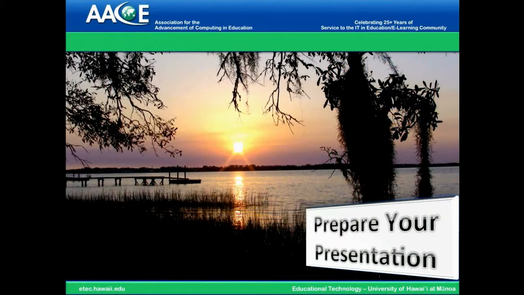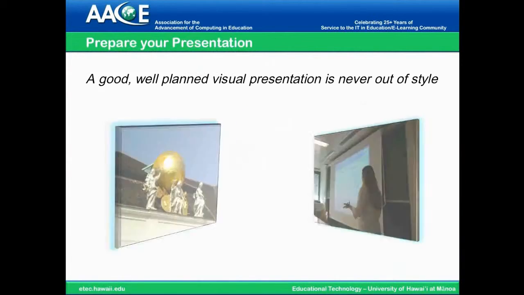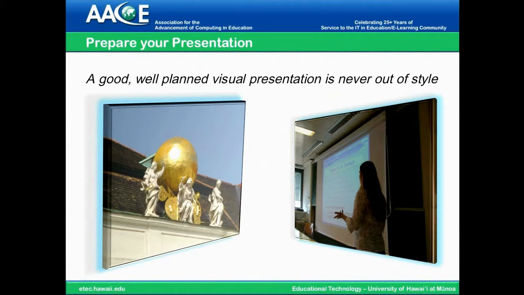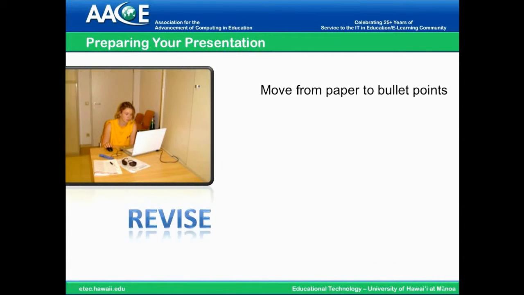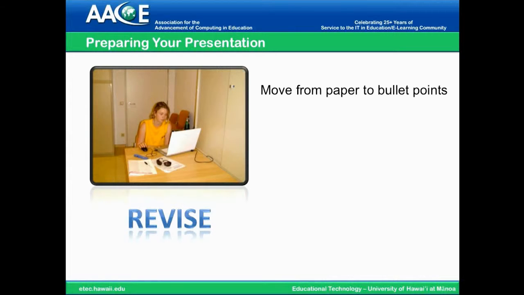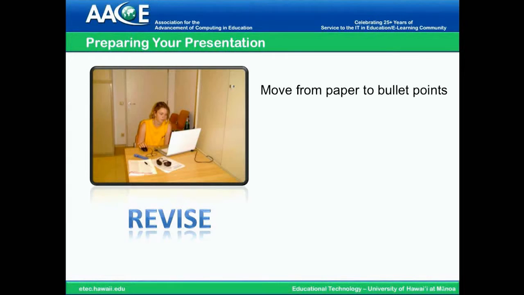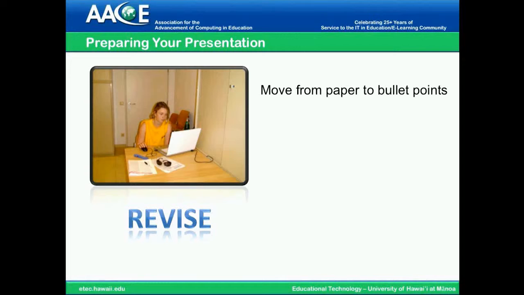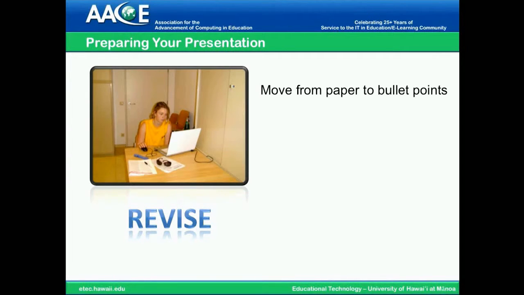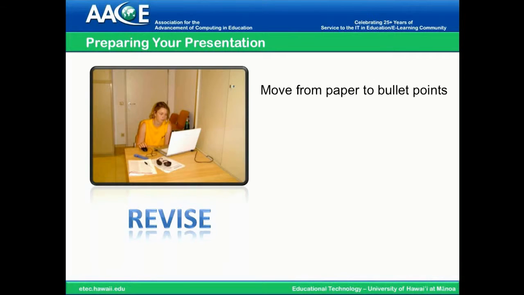Prepare your presentation. A good, well-planned visual presentation is never out of style. Moving from paper to bullet points is the hardest part of the job. So use your word processing program and make a duplicate of your paper. Then go through your paper and erase everything that's not a bullet point. And then you come up with exactly what you need. You can cut that and paste it right into your presentation.